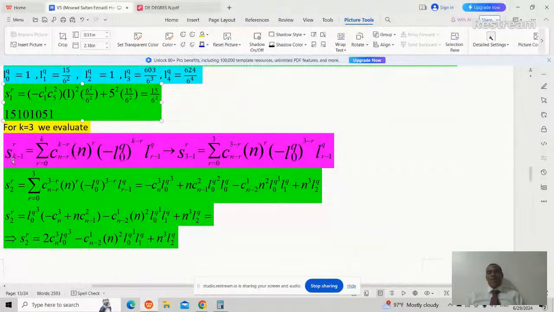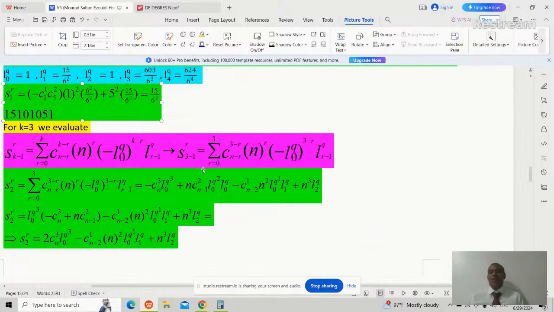And it can be written as S_{k-1} over the r, the sum from 0 to k, combination n minus r choose k minus r, n raised to the power r times minus L0 for the q, all raised to the power k minus r times the coefficient of your original polynomial. Therefore, S3 minus 1, because k is 3, we just substitute k with 3. S3 minus 1, learners, it's written as S2 of all the r equal the sum from 0 to 3, combination n minus r choose 3 minus r, n raised to the power r times negative L0 for the q raised to the power 3 minus r, times the L r of the q.